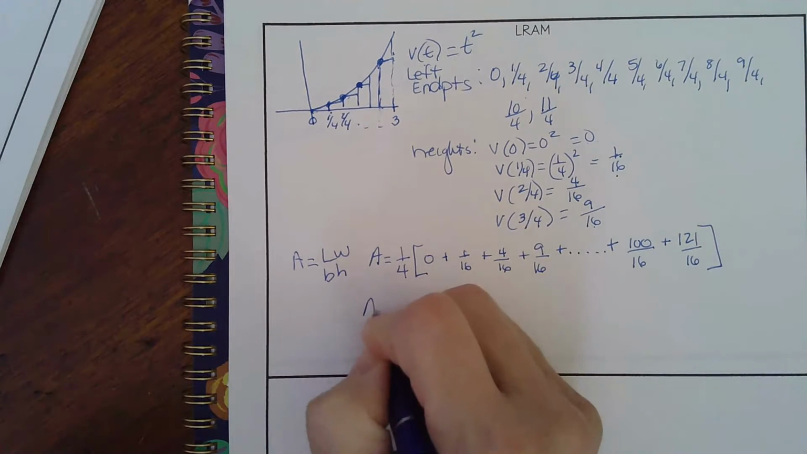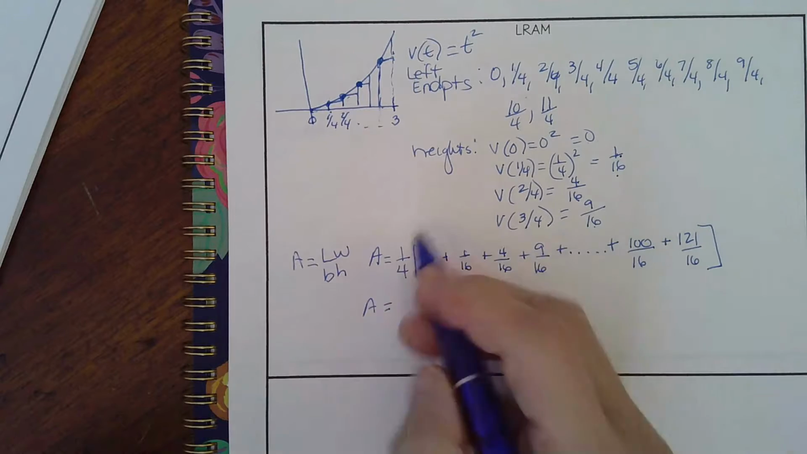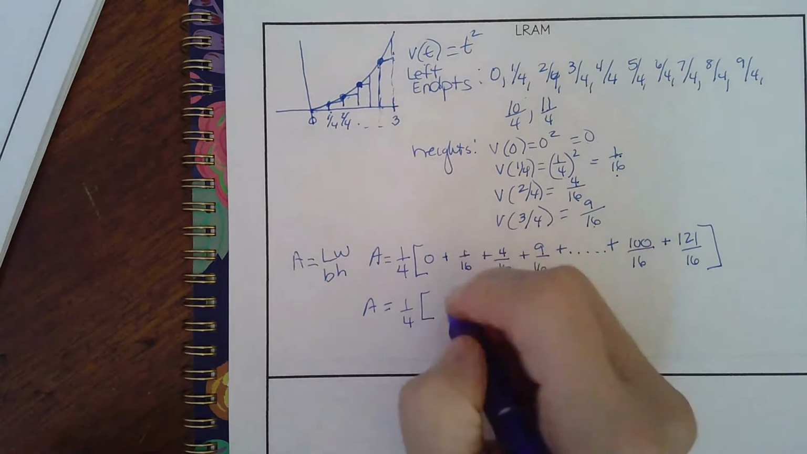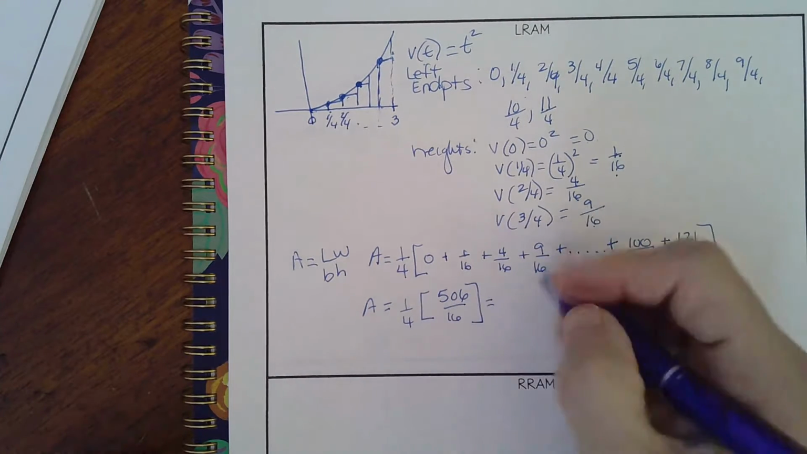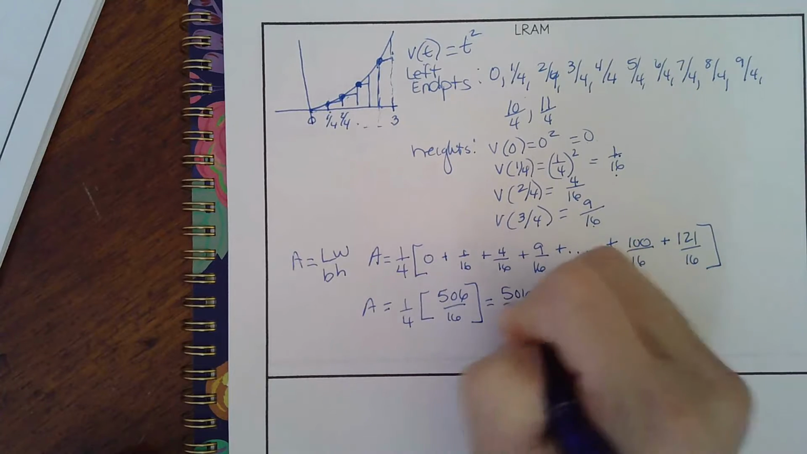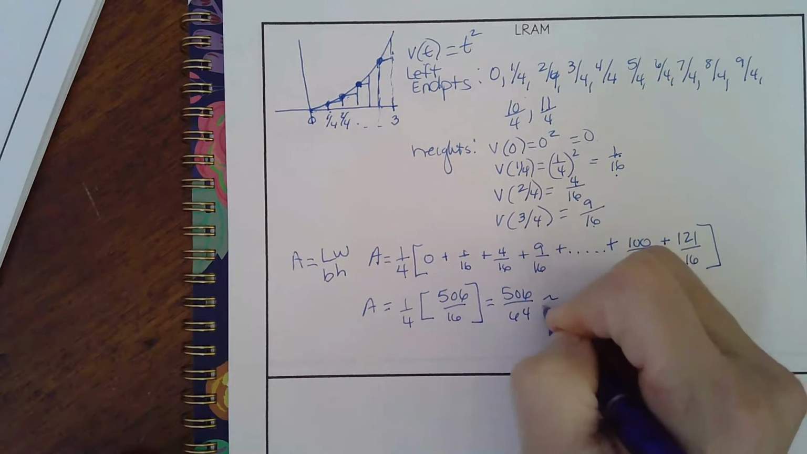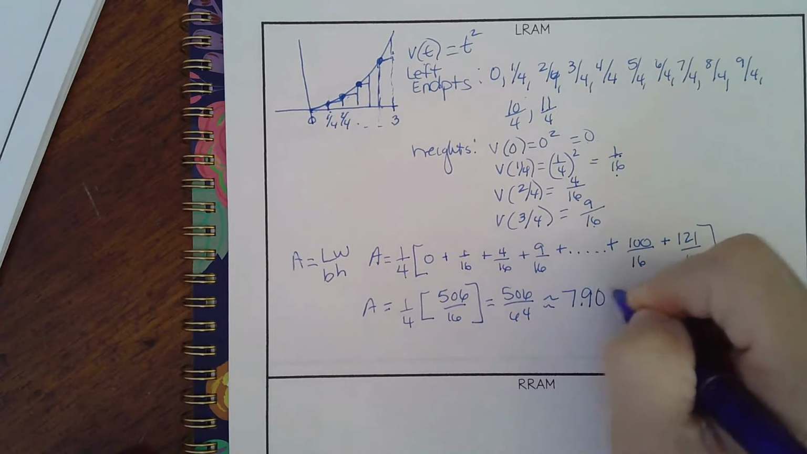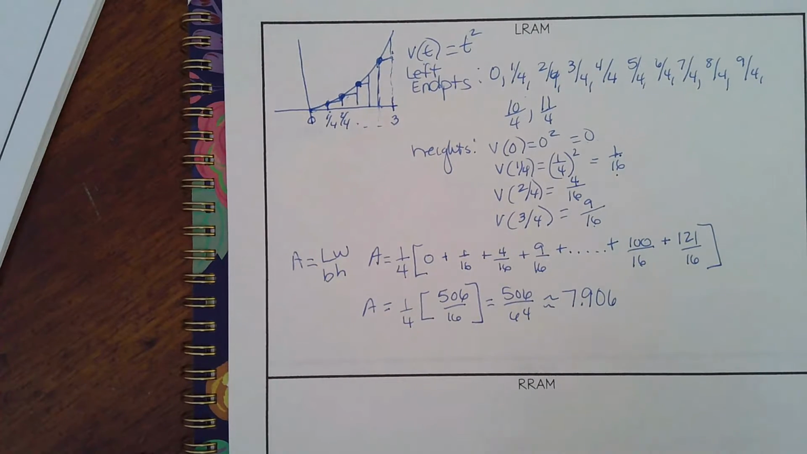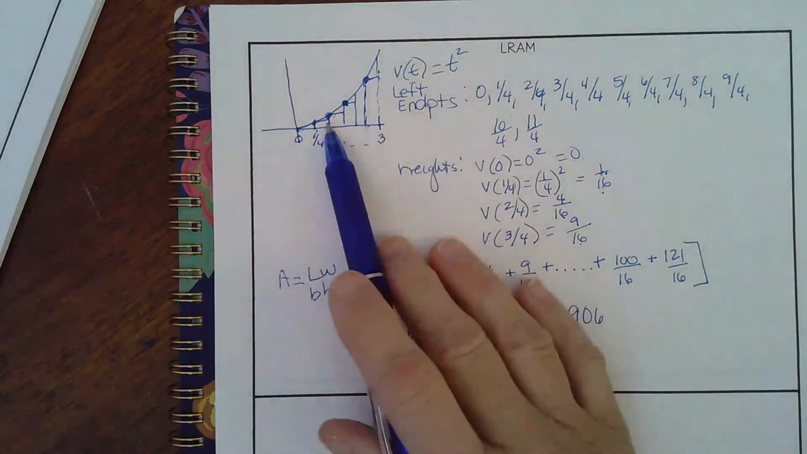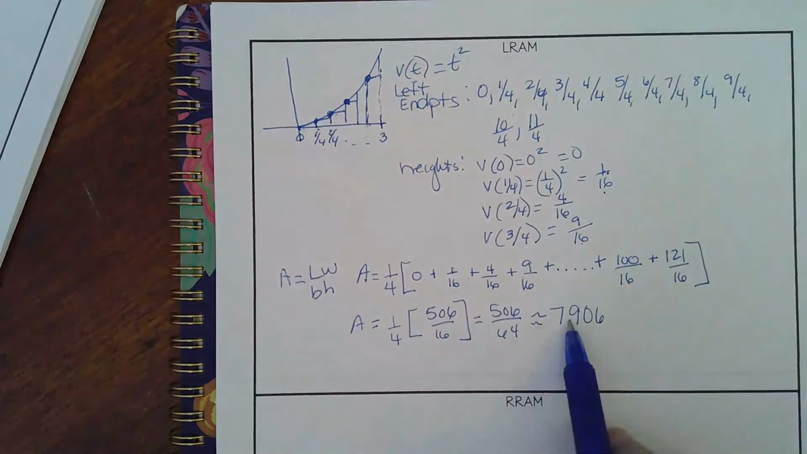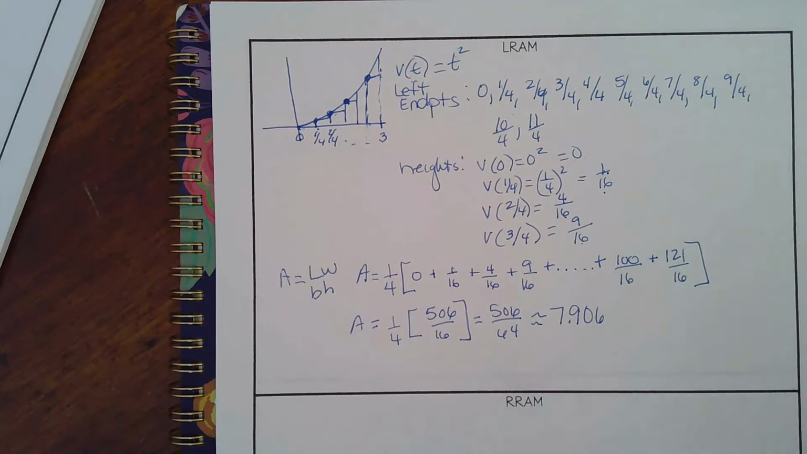So the area, when I calculate this, I get 1/4 times 506 over 16, which actually turns out to be 506 over 64, which is approximately 7.906. So using the left endpoint, or the left RAM, the left rectangular approximation, the area under the curve is approximately 7.906 units.